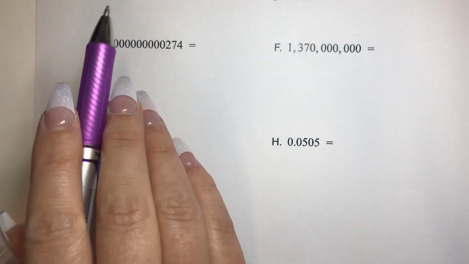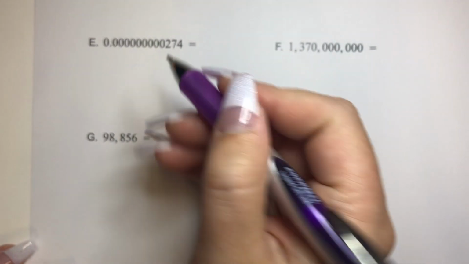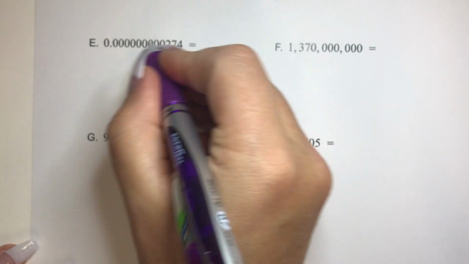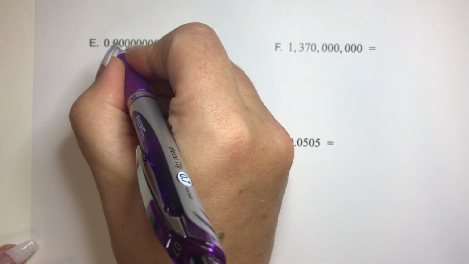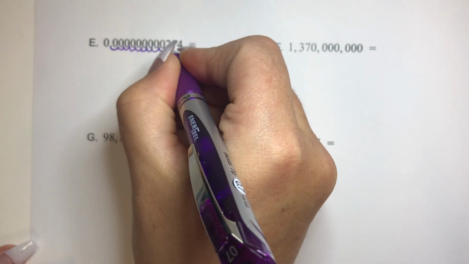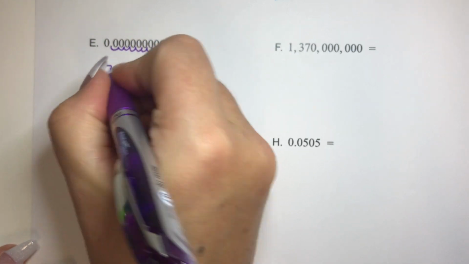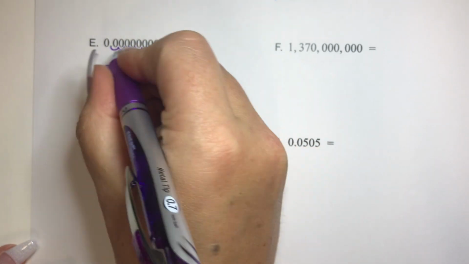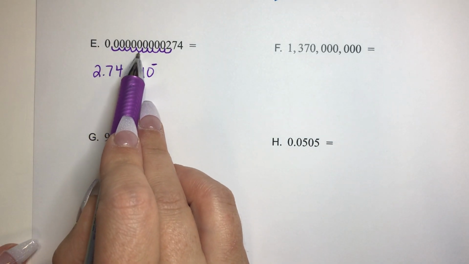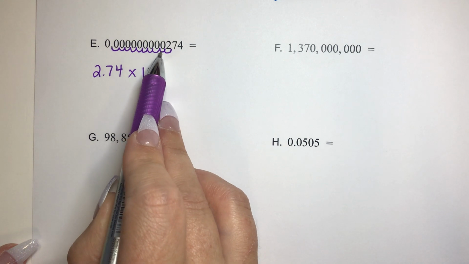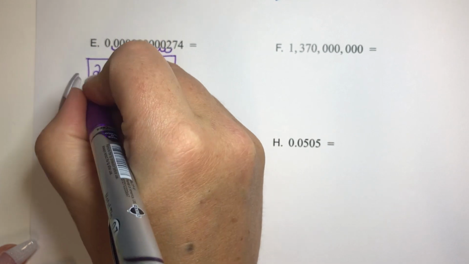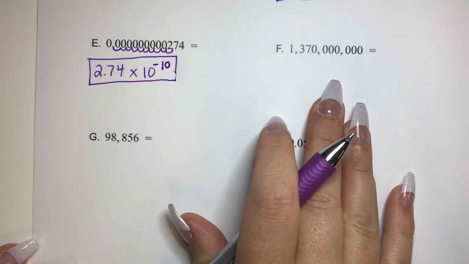Okay, let's see how you did. So we have a super small number, right? So I know I'm going to be using that negative exponent. But first I need a number between 1 and 10. So I have to move this decimal over 1, 2, 3, 4, 5, 6, 7, 8, 9, 10 times to 2.74 times 10 to the, it's a small number, so we use that negative. 1, 2, 3, 4, 5, 6, 7, 8, 9, 10. Negative 10. And there's our answer. If you got that right, great job. Okay, let's move on to this one.